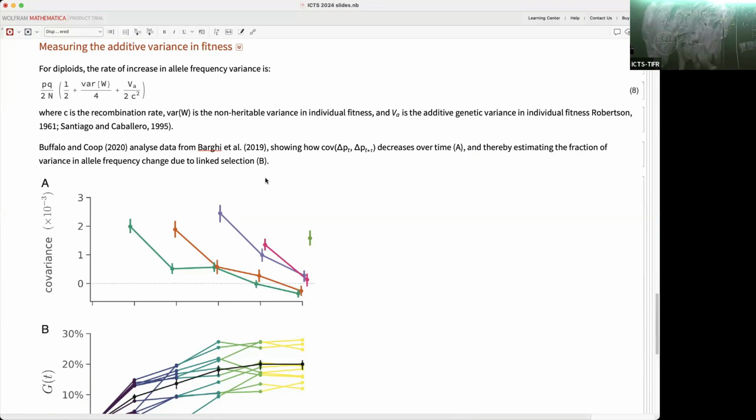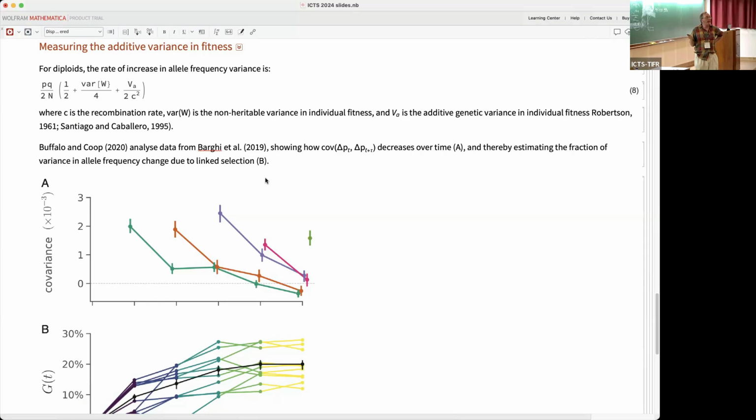It's a bit of a nightmare getting the notation right, but the rate of increase of allele frequency variance, as defined there, is the standard PQ over 2n. And then there's three components. The half here for diploids, that half comes from segregation. Right? So even if every diploid individual has the same number of offspring, you'll have some variance in gene frequencies because at meiosis, one or the other gets passed on. This is assuming there's no meiotic drive or segregation distortion.